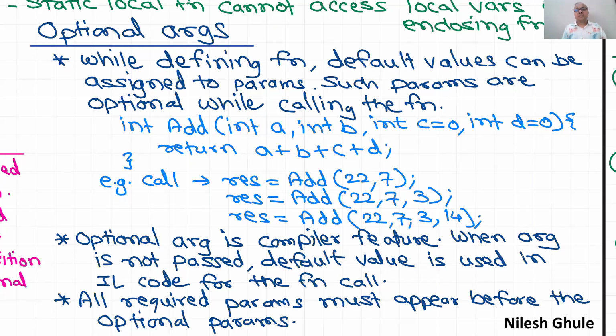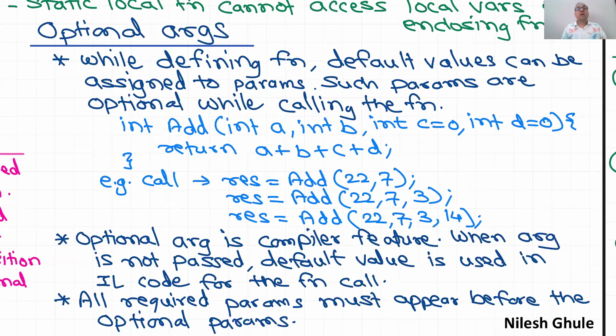So you see that in the first call, add is passed with 22 and 7. So 22 and 7 will be collected into a and b, and c, d, which are not passed, will be considered 0, 0. In the second call, a will get 22, b will get 7, c will get 3 as we have passed it, and as we are not passing d, d will get 0.